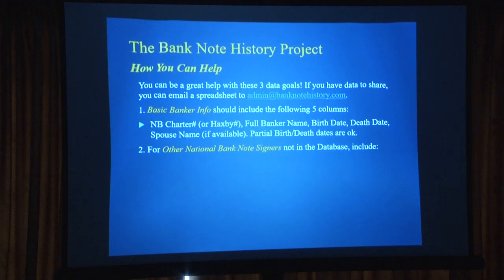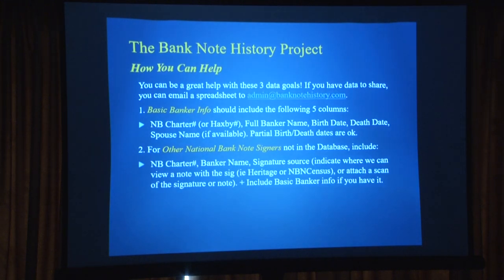For the other national bank note signers not in the database, include the charter number, banker name, signature source, indicate where we can view a note with that signature so we can snip off a signature scan, like if Heritage or NBN Census. Or if you want to just attach a scan of the signature or the note, and then we can just snip off, we can do a window. You've got a neat tool where you can just circle part of your screen and it'll just take that and turn it into a JPEG. So we can just circle the signature and get that signature scan into the database. And of course, if you got basic banker info for those guys too, include it, the more the merrier. And then of course, adding the bank histories and banker bios to the wiki.